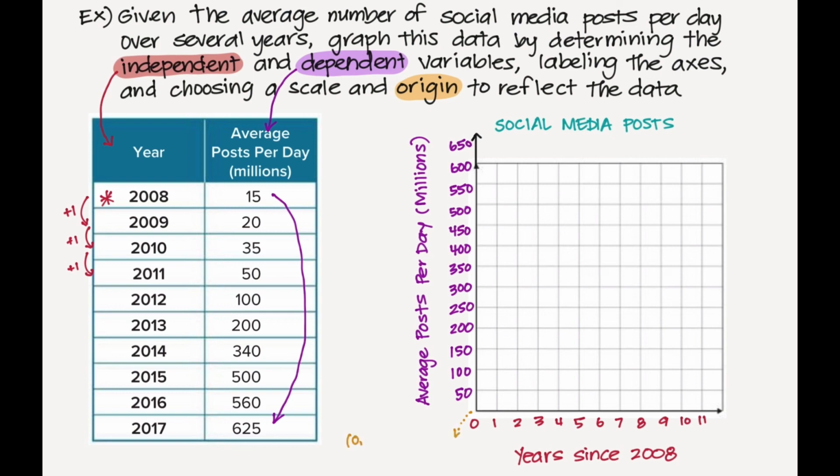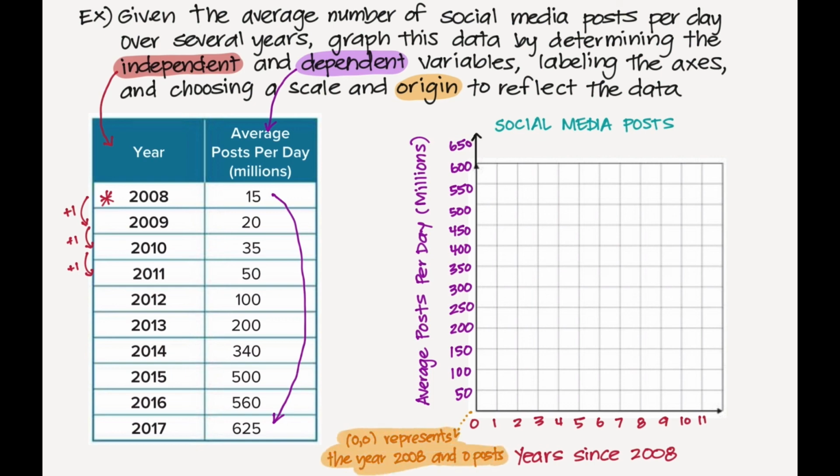So looking at this origin, what does it actually represent? Well, that 0, 0 represents the year 2008, and it also represents 0 posts. Okay, so hopefully you recognize what that really is meaning for this data as well. Okay, so I have all of that.